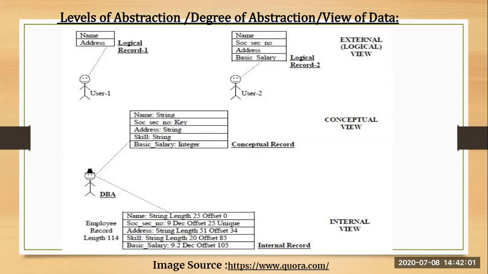So lastly, we can conclude that when I talk about physical data, it refers to how the data is stored. When I talk about conceptual or logical schema, it defines the data in terms of your data models. When I talk about external schema or view level schema, it defines a number of simplified domain-specific views. So that is your levels of abstraction, degree of abstraction, or view of data.